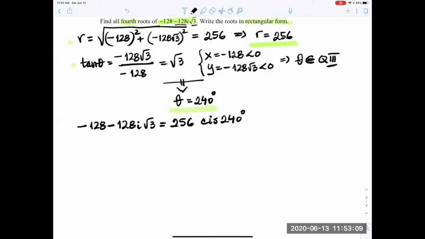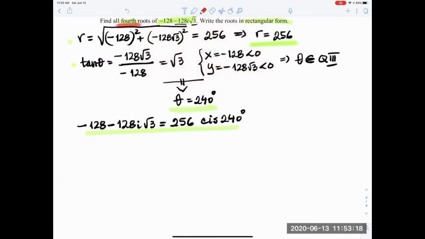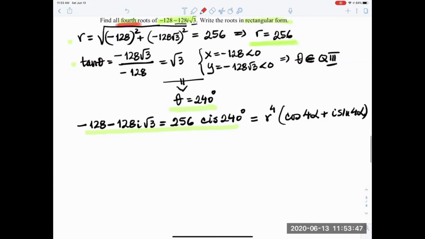Great. So now what we are asked to do is the 4th root, right? So the 4th root is important here. So essentially you are asked to write this as some number to the 4th power, parentheses, cosine of 4 times alpha plus I sine of 4 alpha. These two must be equal to each other in order to be a fourth root of it.